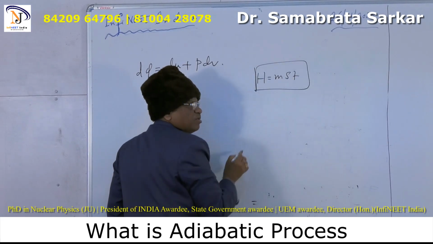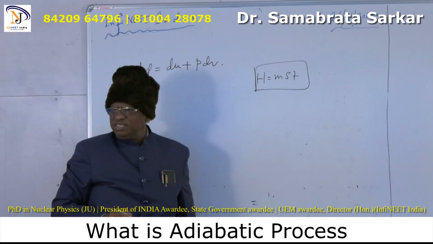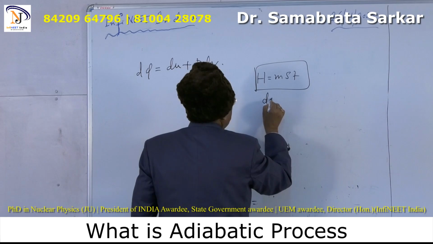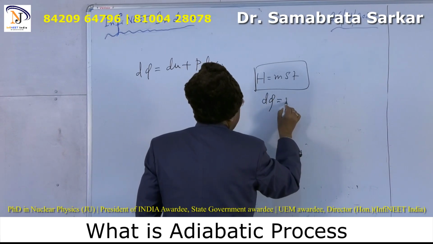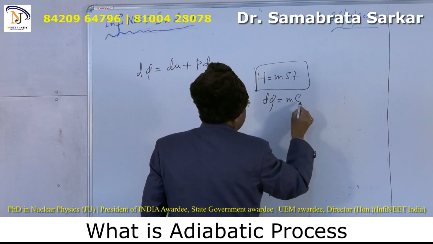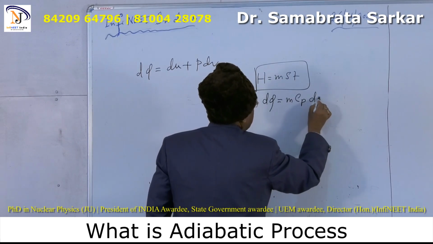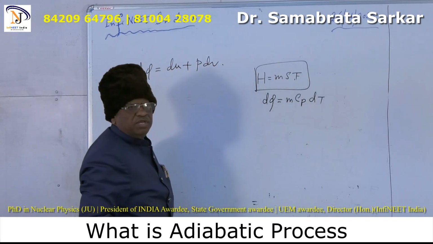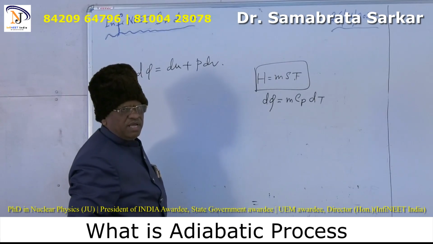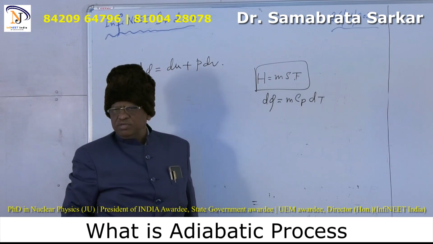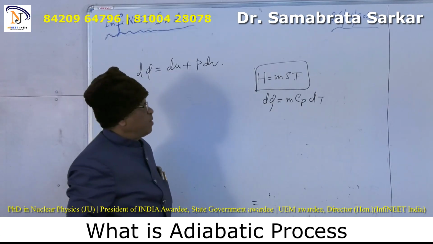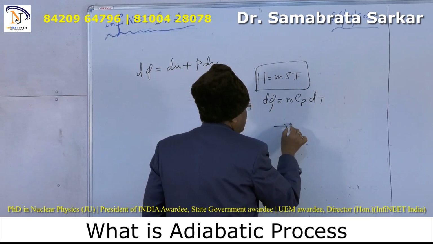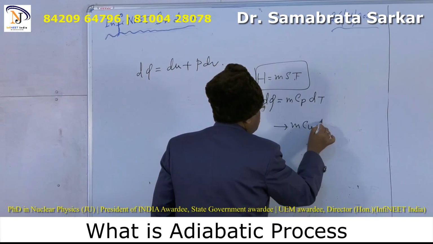Is it known to you? In calorimetry you have studied it, no? So if you write dq, then you may write m c p dT. Here it is T, because it is taken in absolute temperature. Okay, here we take temperature in absolute unit, in Kelvin unit. Then another you can write m into Cv into dT.